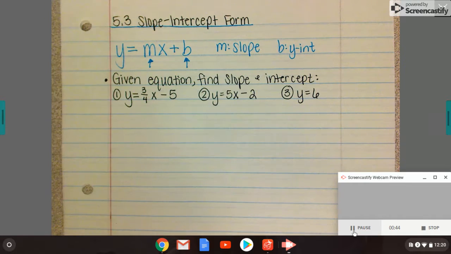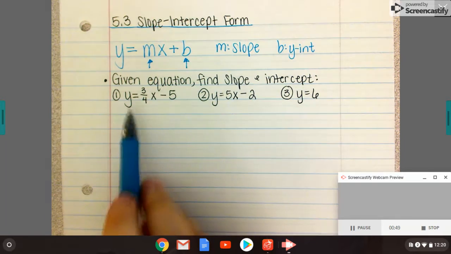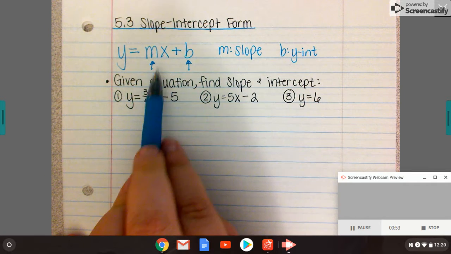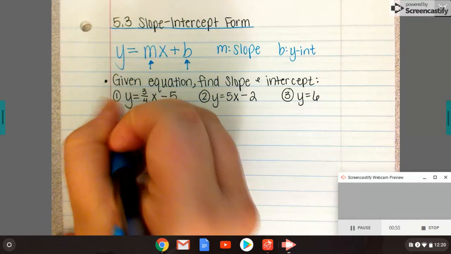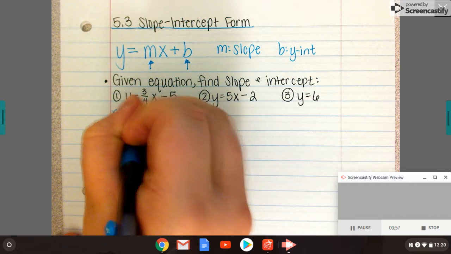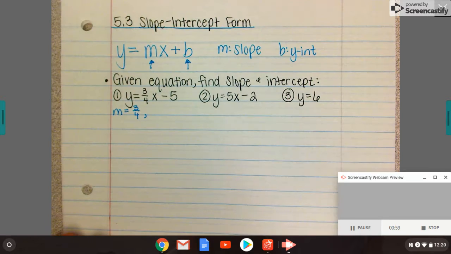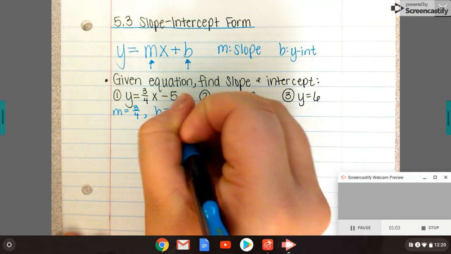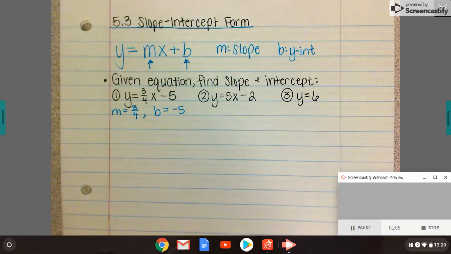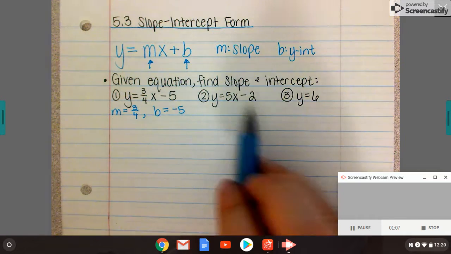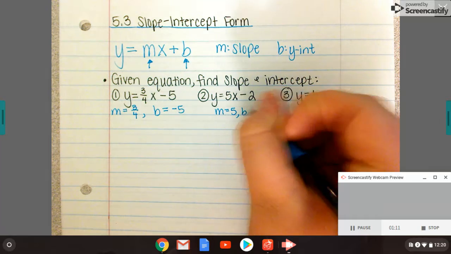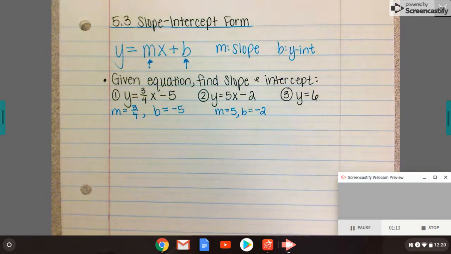All right, so here's given the equation, like I said, find slope and intercept. If I had y equals 3/4 x minus 5, our m is always the one that is right with the x. It's the coefficient on it. So our slope is 3/4. And our b is the stationary number that's kind of hanging out. So that is b equals -5. The next one, our m is again right out front of the x. So m equals 5. And b equals -2 on that one.